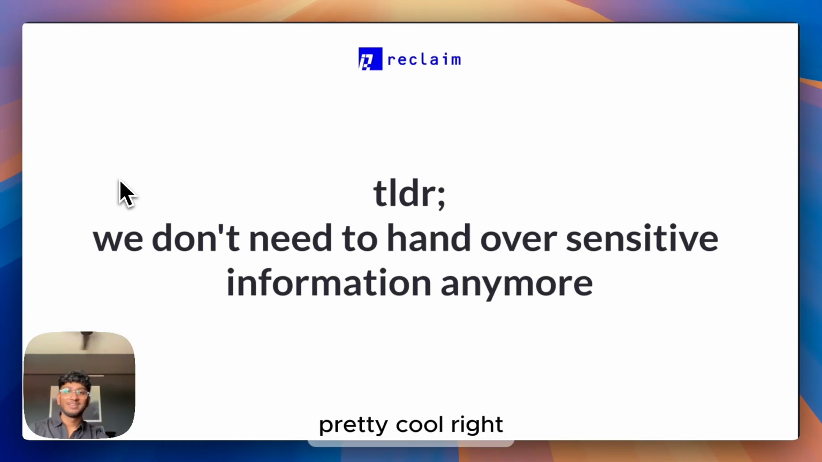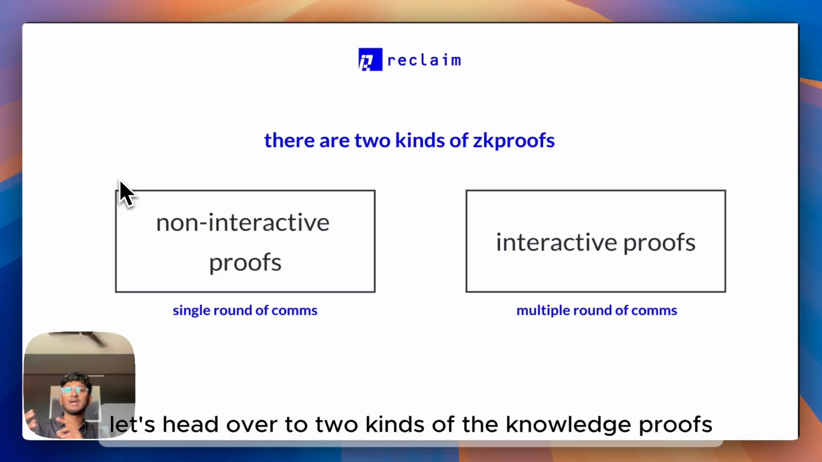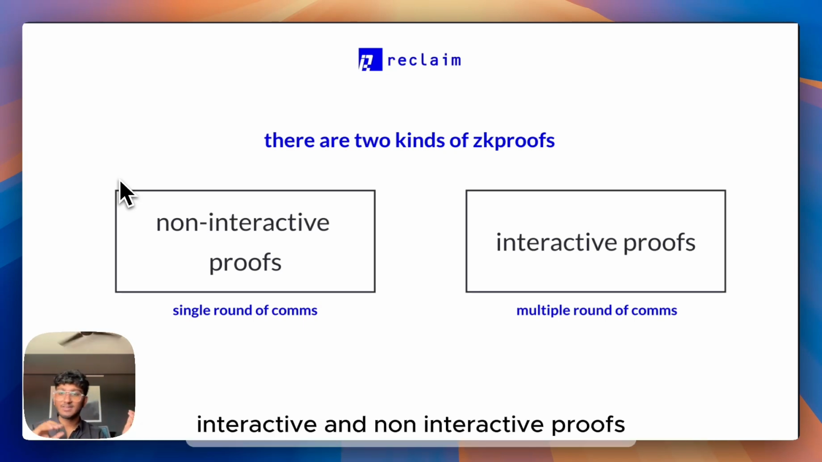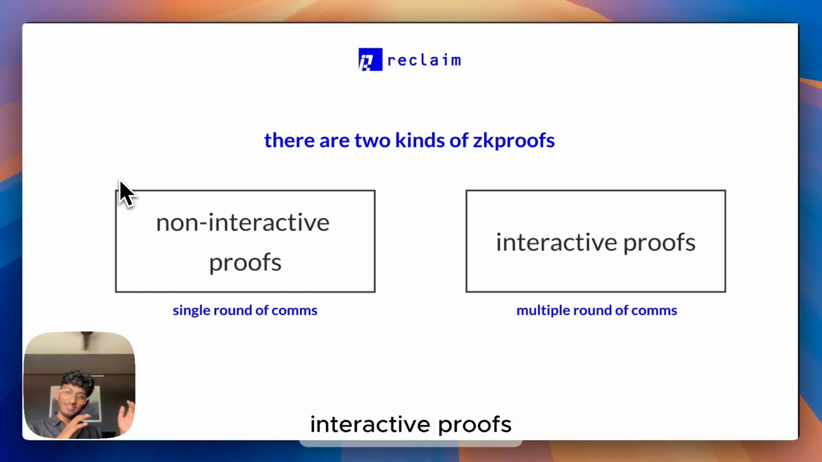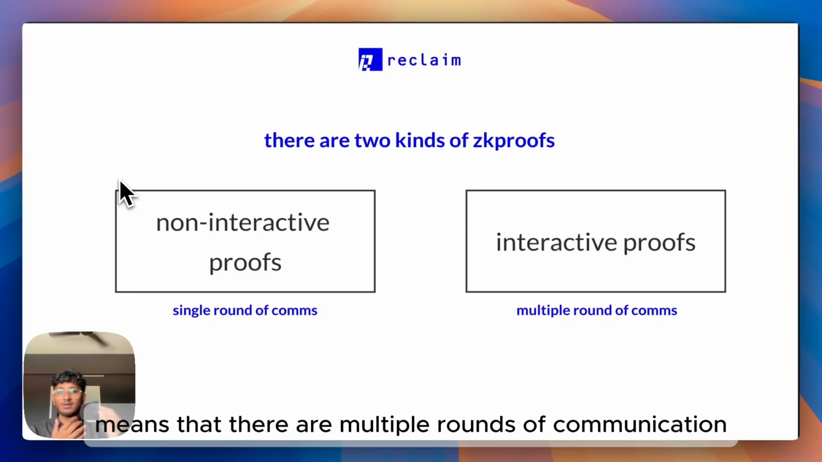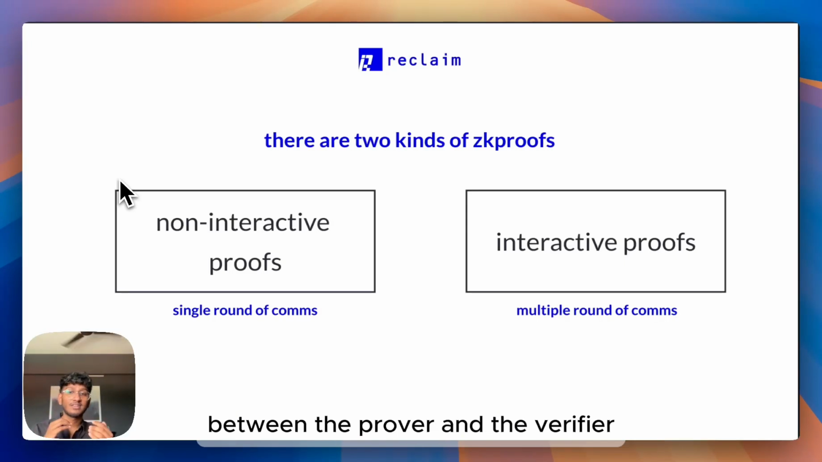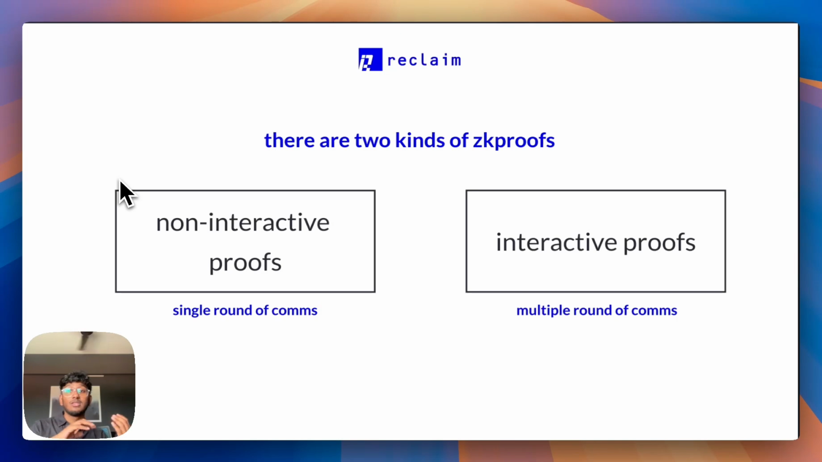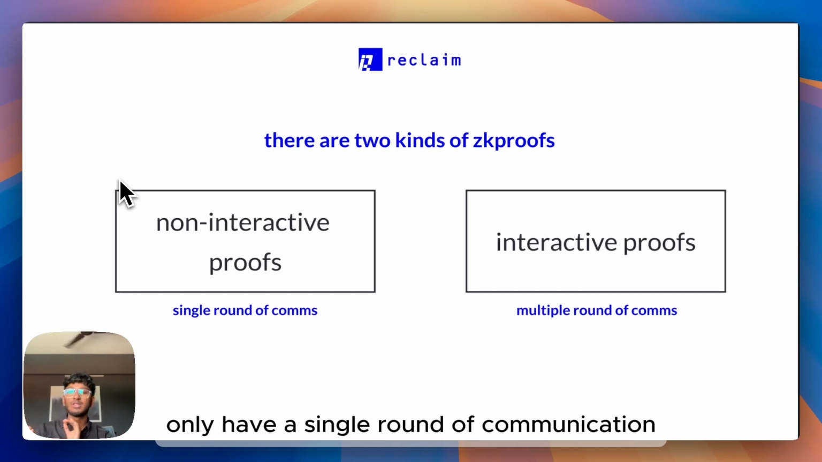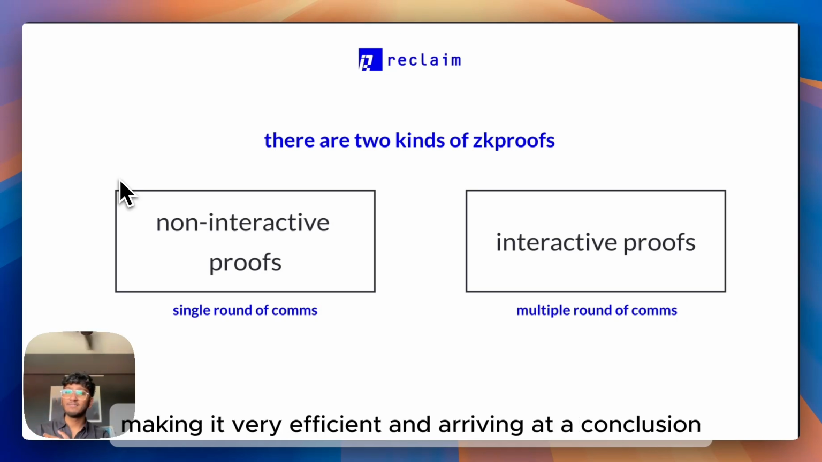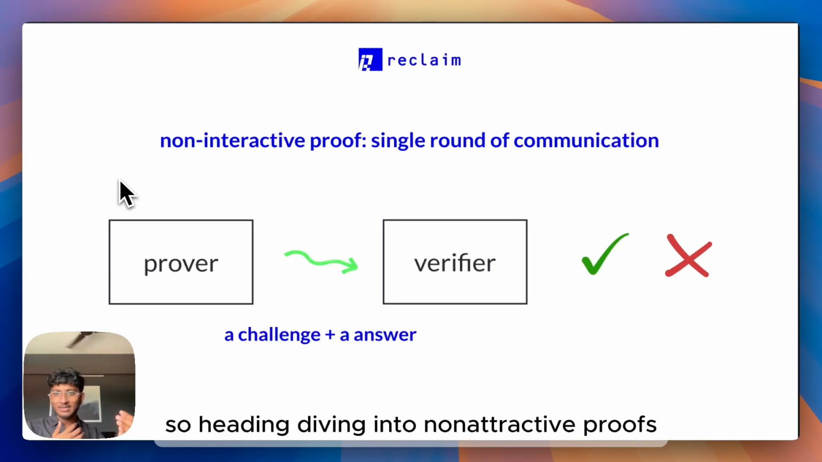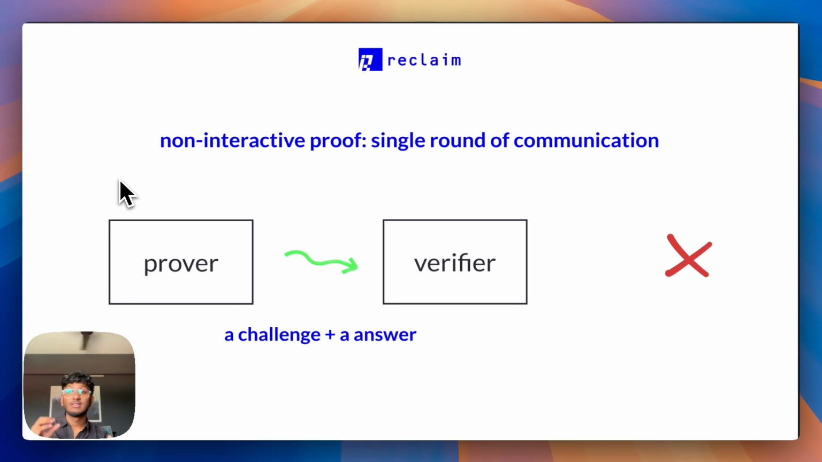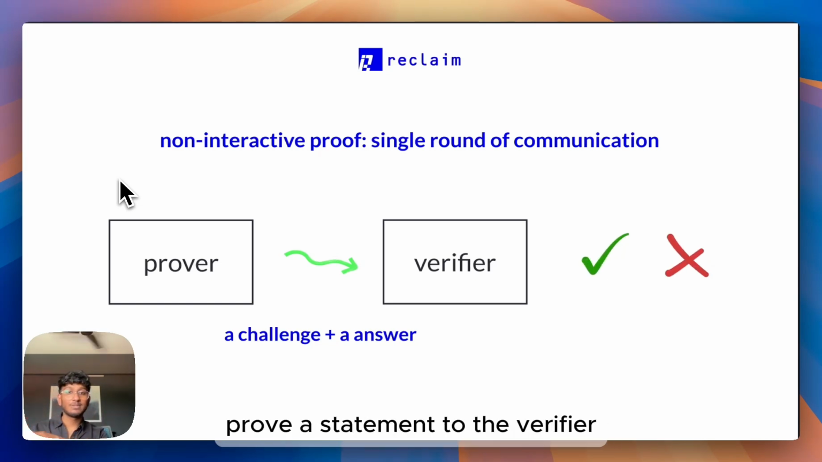Pretty cool, right? So now let's head over to two kinds of zero knowledge proofs, interactive and non-interactive proofs. Interactive proofs means that there are multiple rounds of communication between the prover and the verifier to come to a conclusion. Non-interactive proofs, on the other hand, only have a single round of communication, making it very efficient in arriving at a conclusion.